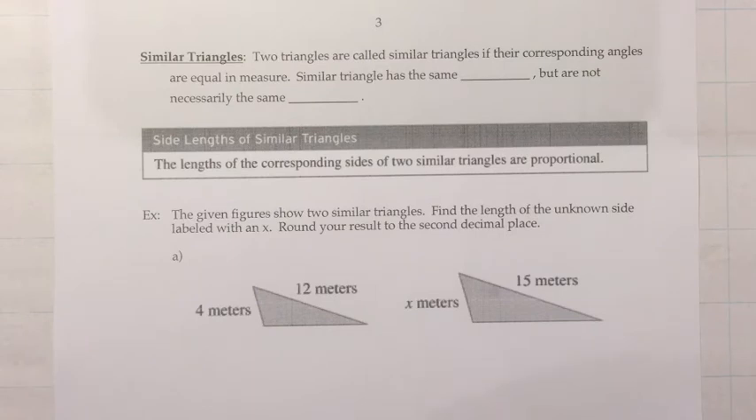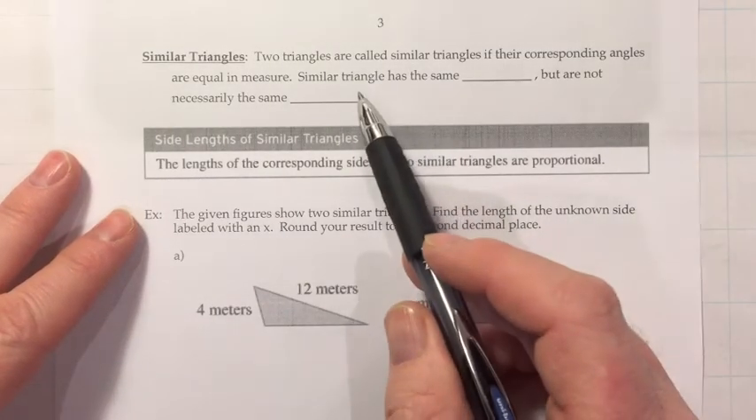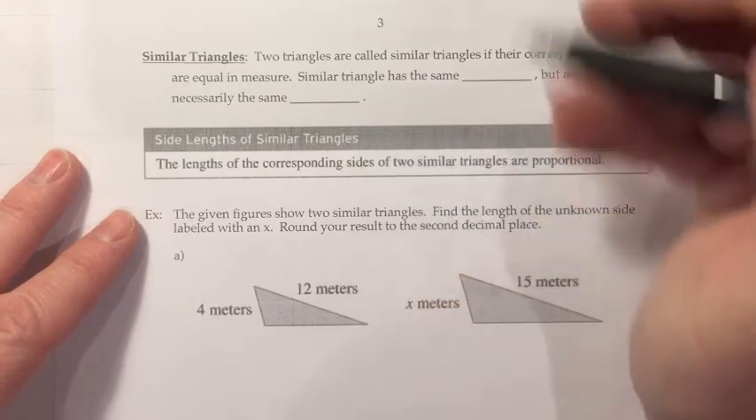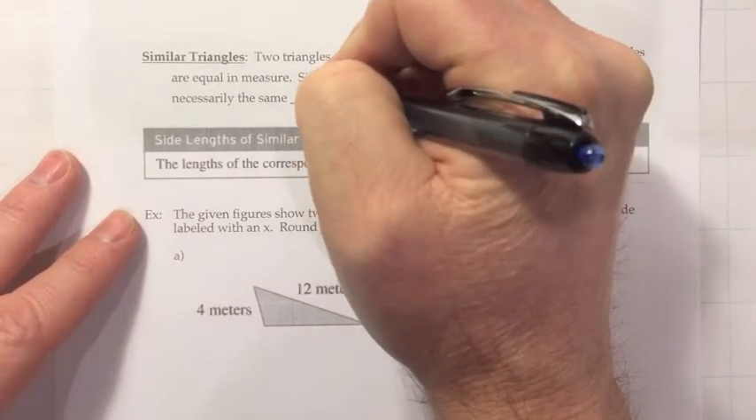All right, another place that we can use proportions is on work with similar triangles. Two triangles are called similar triangles if their corresponding angles are equal in measure. So that's the official geometry definition of similar triangles. But another way of thinking about it is just to say that similar triangles have the same shape, but not necessarily the same size.